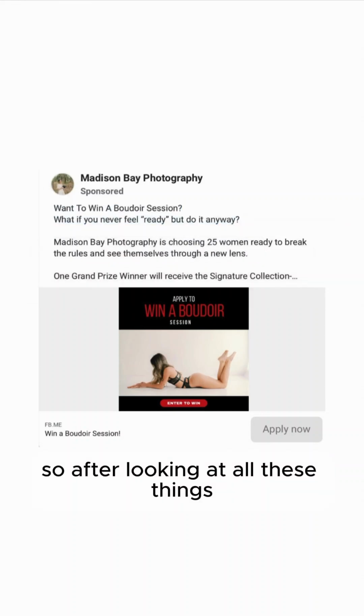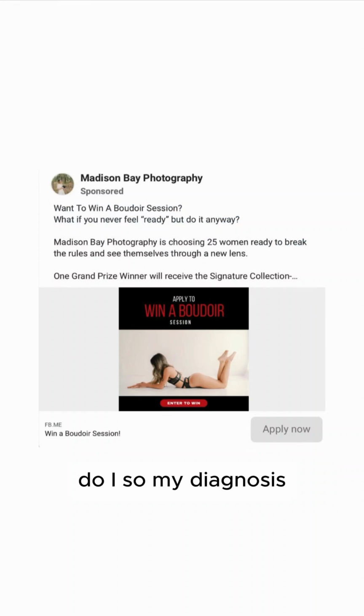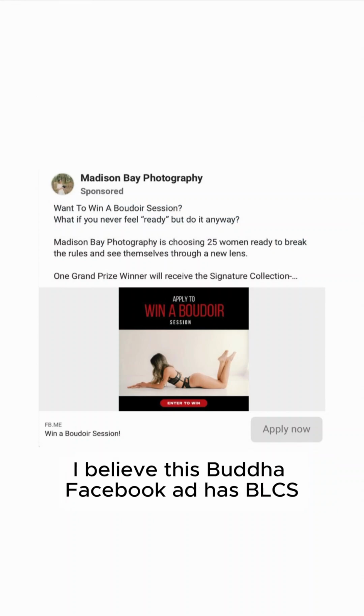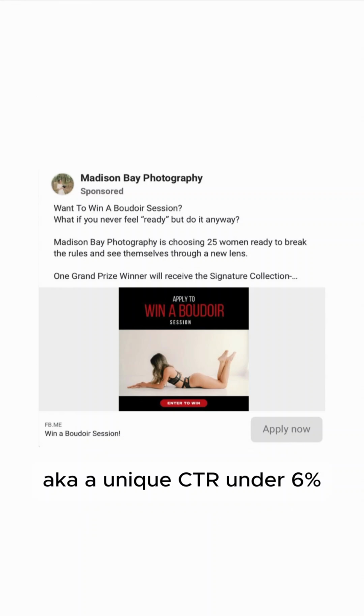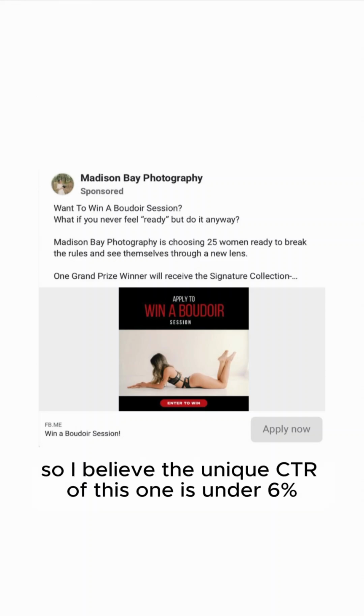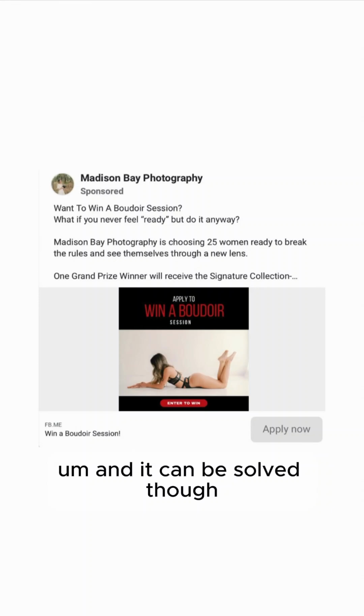So after looking at all these things, my diagnosis: I believe this boudoir Facebook ad has BLCS, aka boudoir low click syndrome, aka a unique CTRL under 6%. Yes, I do. So I believe the unique CTRL of this one is under 6%. And it can be solved though.